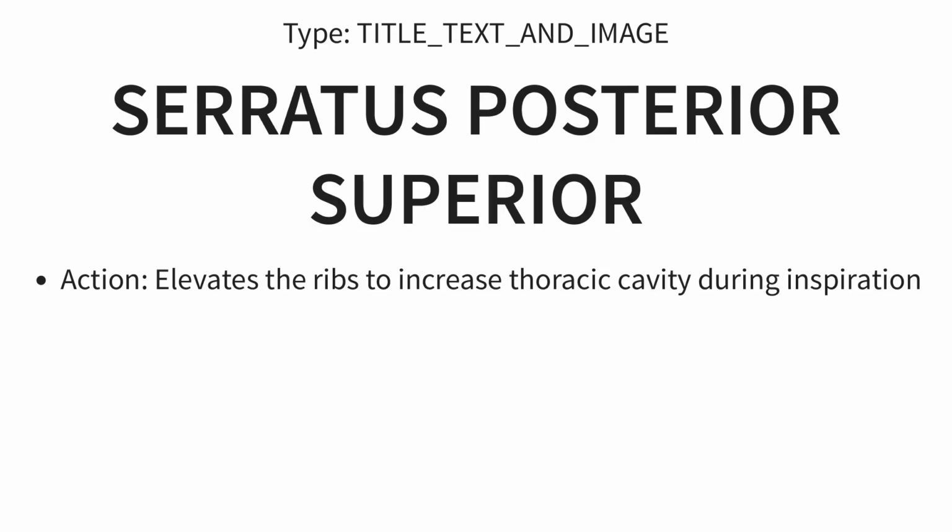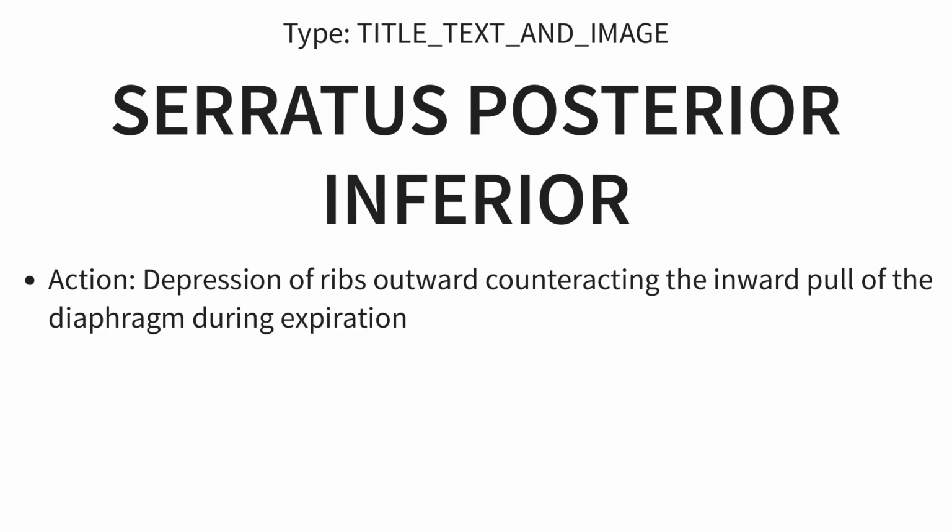The serratus posterior superior muscle is responsible for elevating the ribs, which increases the thoracic cavity during inspiration. The serratus posterior inferior muscle functions by depressing the ribs outward, counteracting the inward pull of the diaphragm during expiration.